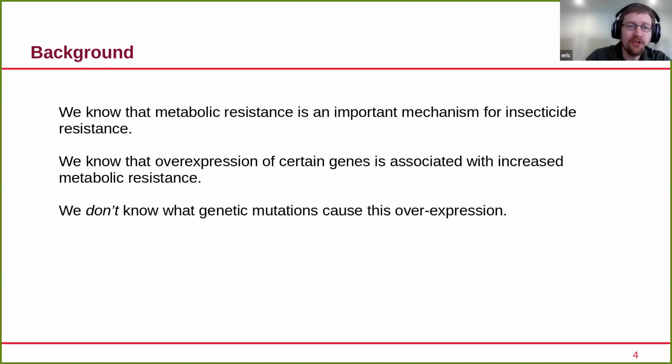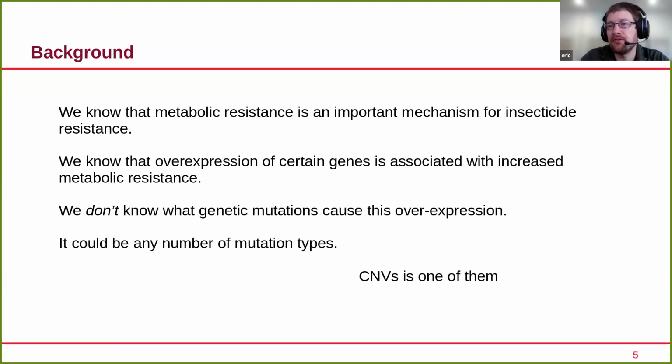And what we don't know is what genetic mutations cause this overexpression. There are a lot of different types of mutations that can cause overexpression, not just CNVs. Changes in expression could be caused by changes in the nucleotide sequence in the regulatory region. It can be caused by other changes in the surrounding DNA. It can be caused by mutations in completely different parts of the genome that code for what's called transcription factors, which in turn affect the expression of the gene that we're interested in. But CNVs is one of the mechanisms by which increased expression could occur.